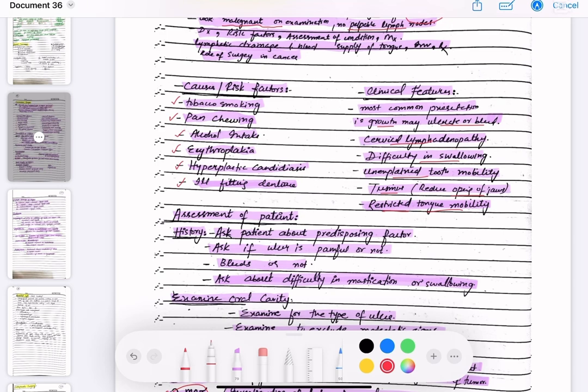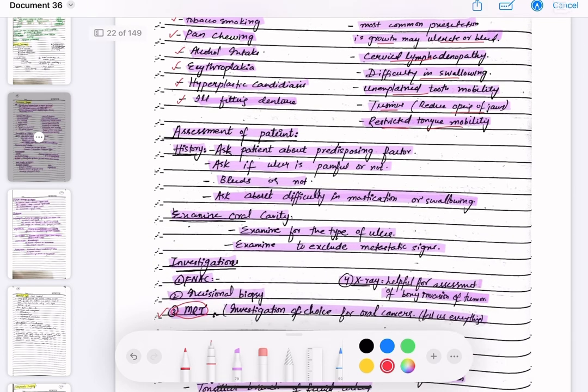Now for the assessment of the patient, first of all take the history, that is, ask the patient about predisposing factors: whether he is a smoker, chews pan, or is an alcoholic, or has erythroplakia, hyperplastic candidiasis, or any dental problems. Then ask if the ulcer is painful or not, whether it bleeds or not, and ask about difficulty in mastication or swallowing. These are the points that should be asked of the patient.